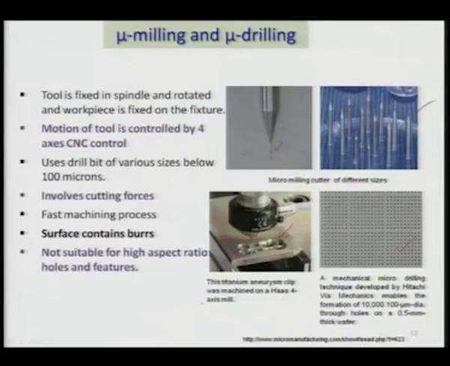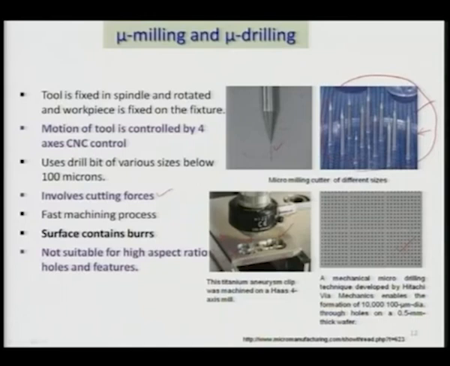Motion of tool is controlled by 4-axis CNC control of the machines. It uses drill bits of various sizes below 100 microns. You can see here on the top right hand side figure, various sizes of the drill bits are shown over there, and these are all micron size tips. These tools can be made by the EDM process also, and you can perform the mechanical cutting.